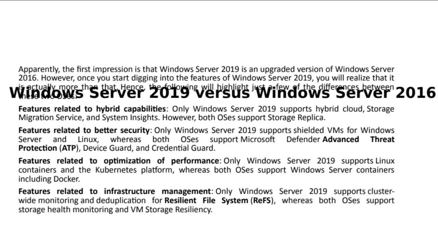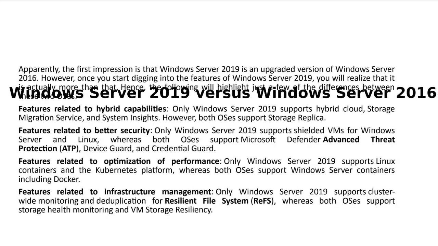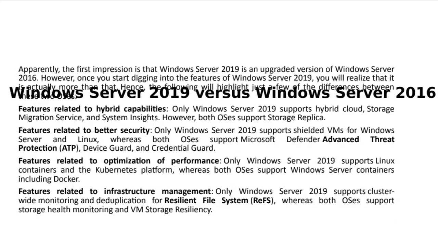Now here we talk about some advantages or differences between 2019 and 2016. Some people think that 2019 is just an upgrade of Windows 2016. Actually, no. It is more than that. It has very strong features and differences from 2016. First of all, its support for hybrid capabilities. Windows 2019 supports the cloud, hybrid cloud. Storage migration services. Both of them support storage replication.